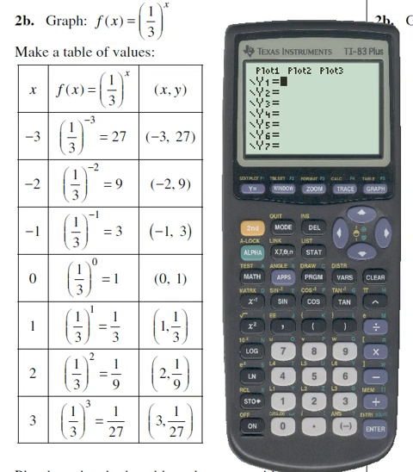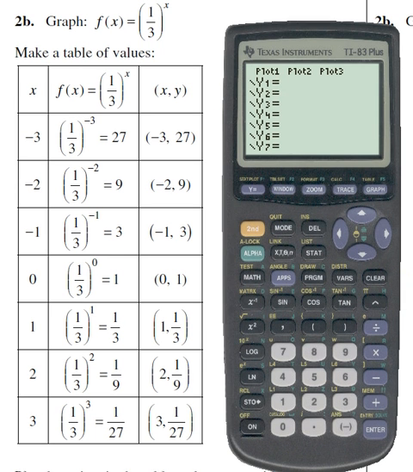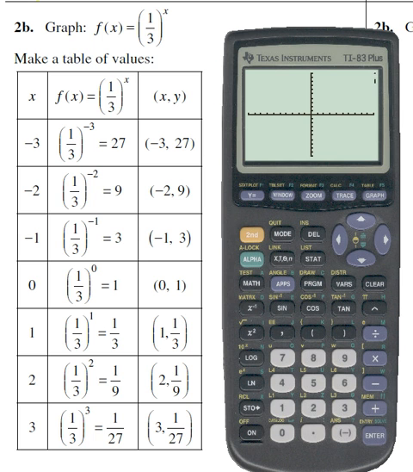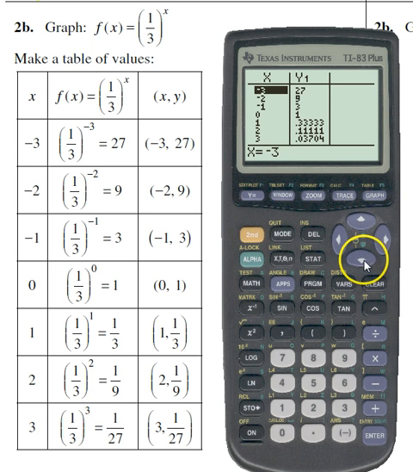Now let's go ahead and graph the function 1 over 3 power x. So parentheses 1 over 3 to the power x. Graph. And if I want to look at the table, second, and graph. Negative 3 is negative 27, negative 2 is negative 9, negative 1, when x is negative 1, y is 3.